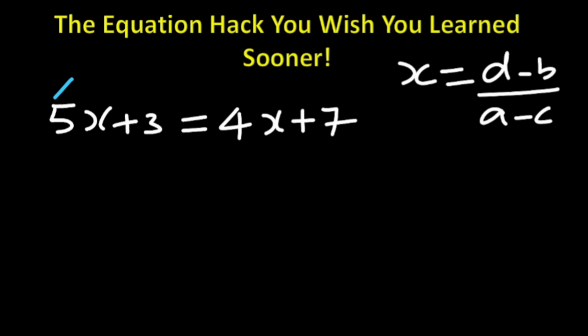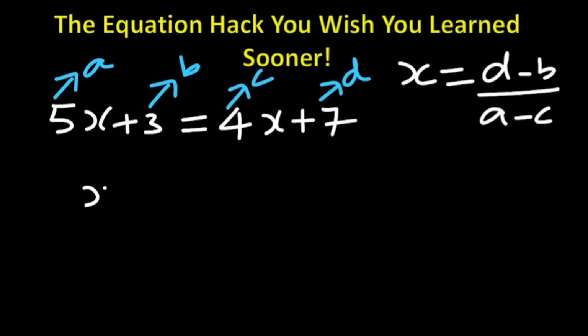As you know, this is the value of a, this is the value of b, this is the value of c, and this is the value of d. So you can see that a is 5, b is 3, c is 4, and d is 7. Let's plug in the formula and see what is the value of x for this equation. So x equals d minus b, right? So d is 7, so 7 minus b, b is 3, divided by a minus c.